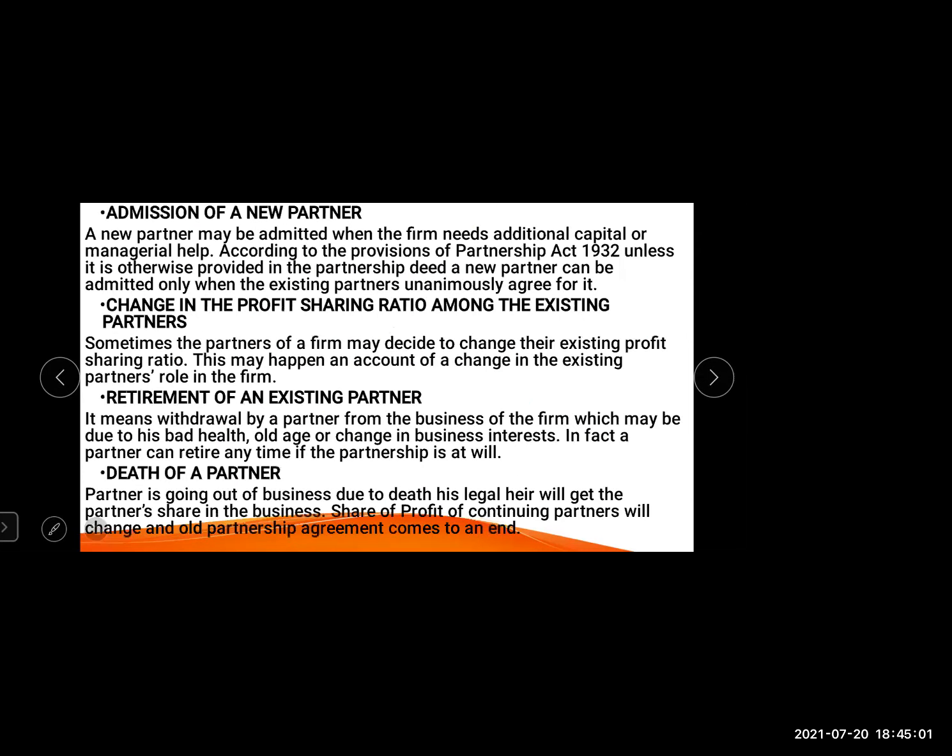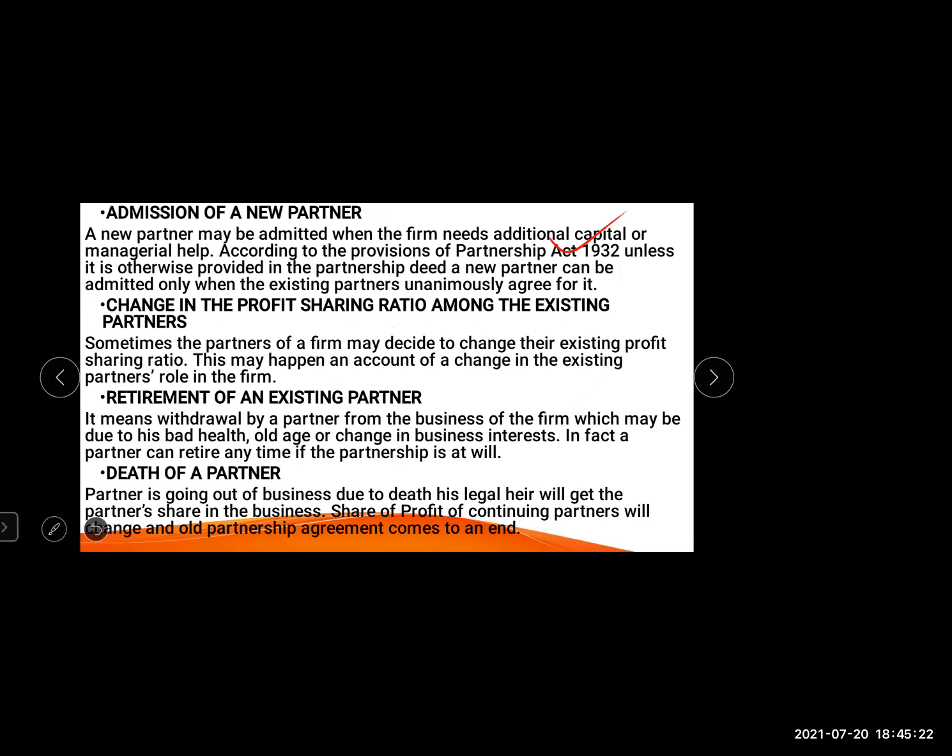See, now the admission of a new partner. Now we'll see the definition, the explanation part. A new partner may be admitted when the firm needs additional capital. When a partner comes, does he just come like that? No. What does he bring? Yes, that is capital. It can be in the form of cash or in the form of asset.